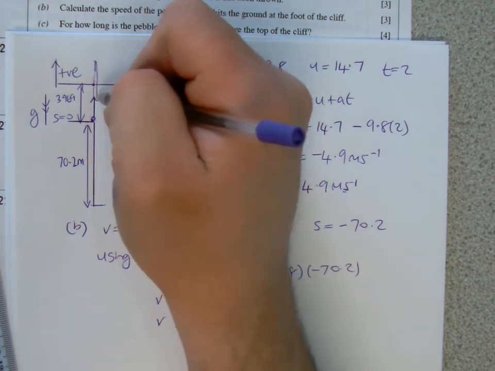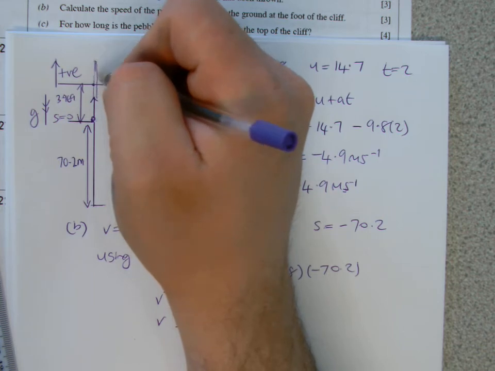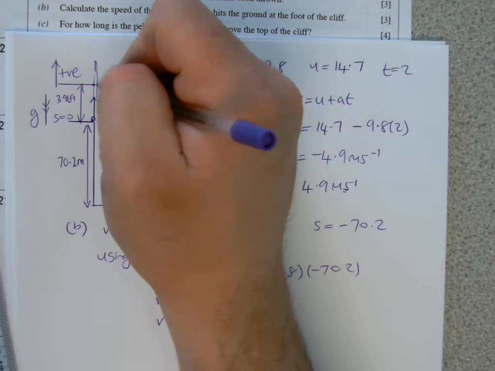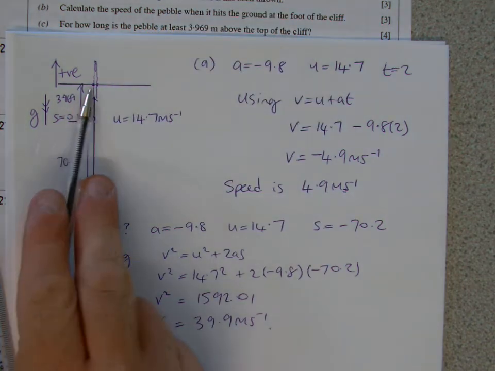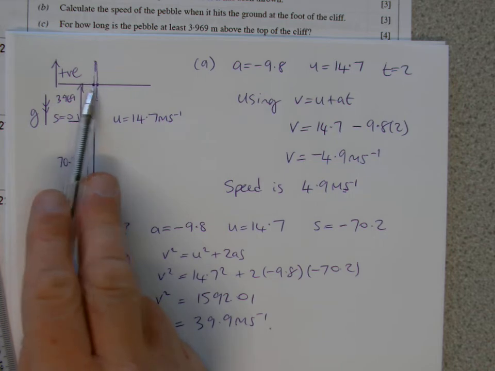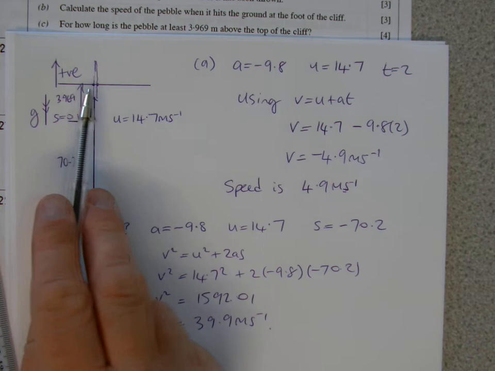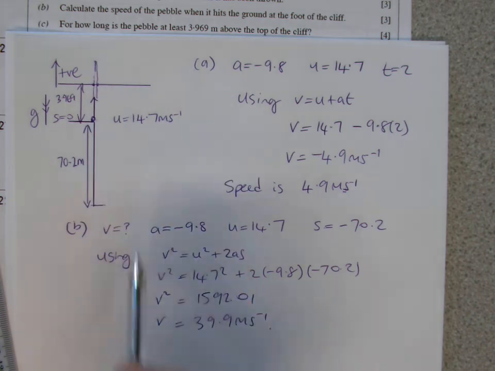So it'll be at that first time on its ascendancy, and then as it reaches its max height, it starts to fall, and in its descendancy it will be at 3.969 again. If I can work out those 2 times, the first when it's on its way up and the second when it's on its way down, I can then work out how long it's above 3.969 meters, and we'll get our answer.